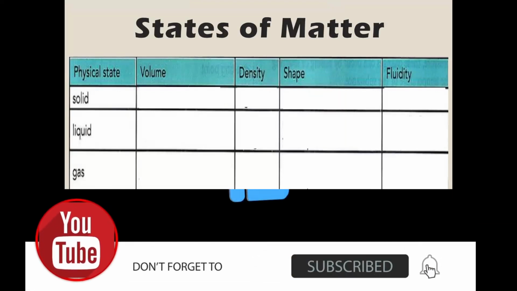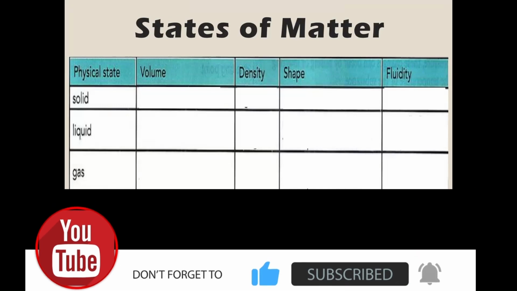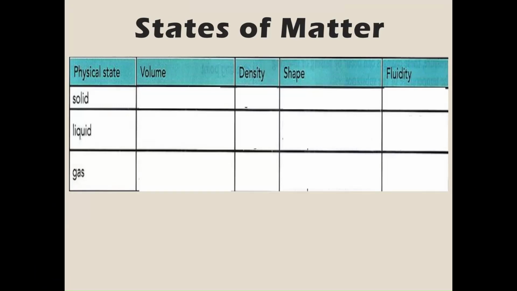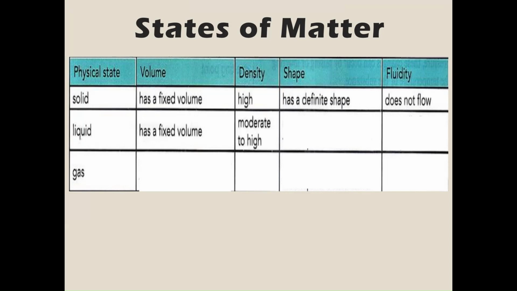And every state of matter has specific properties that are special to that state of matter. For example, solid has a fixed volume, has a high density, and has a definite shape and doesn't flow. Liquid has a fixed volume, has a moderate to high density, and it has no definite shape, takes the shape of the container, and it can flow easily.